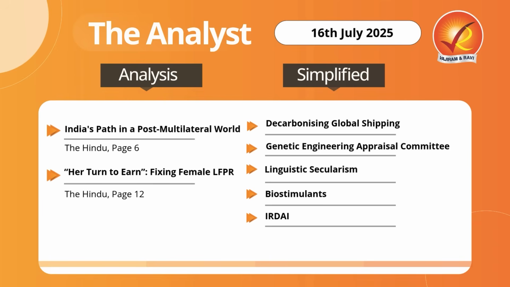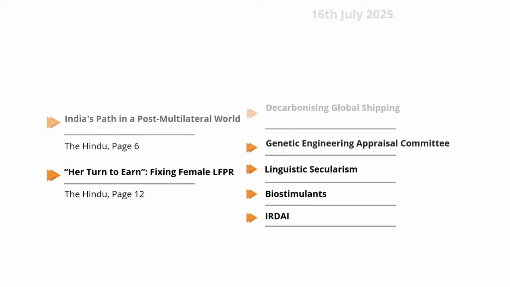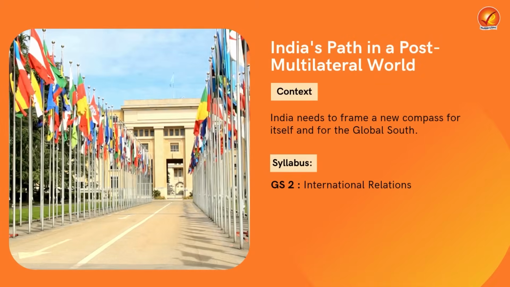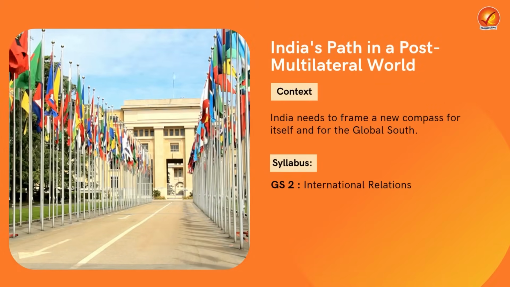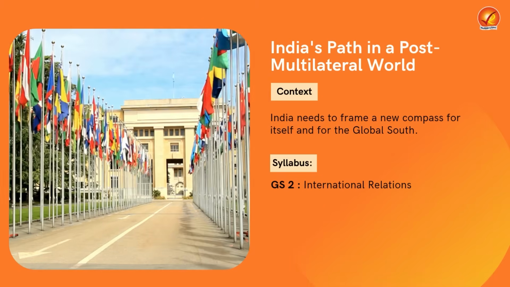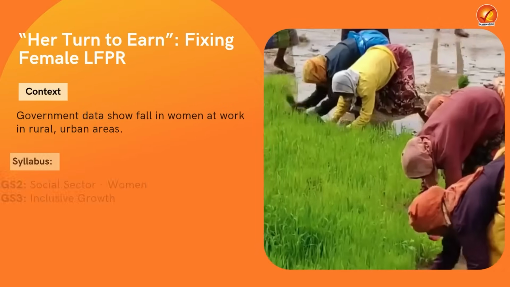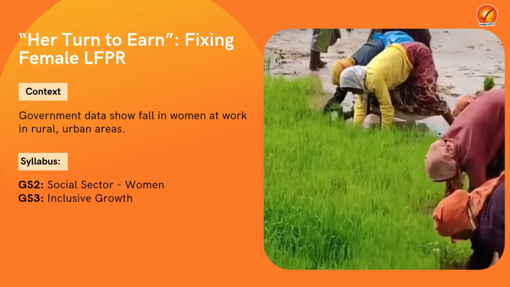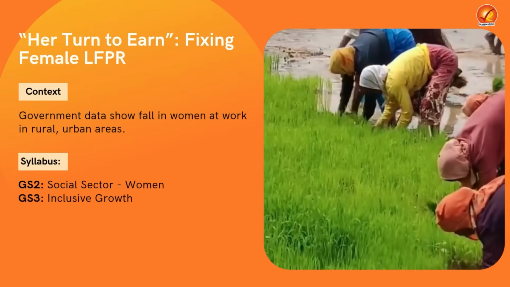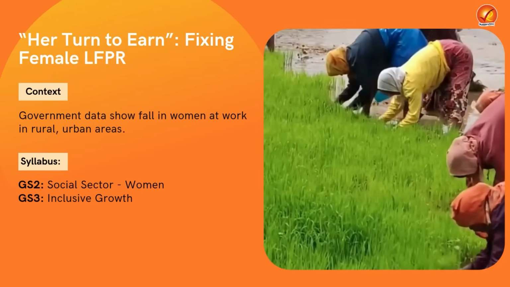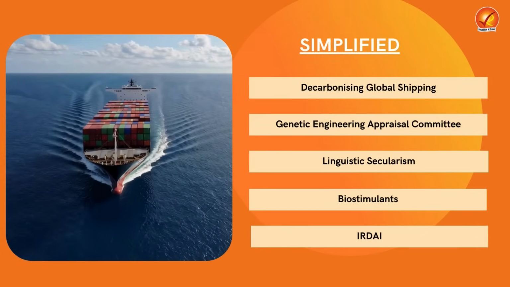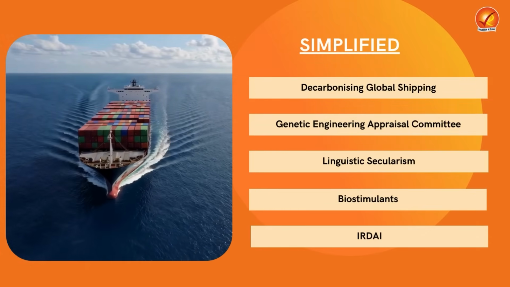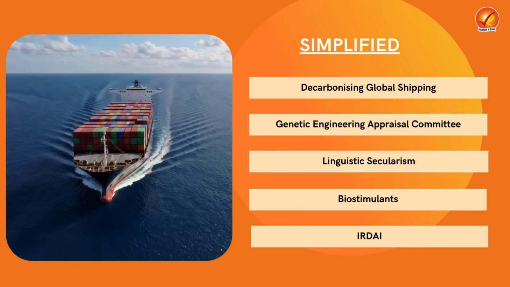We will comprehensively analyze 7 articles in 2 different sections, along with the daily mains answer writing program. In the analysis part, we'll first have a comprehensive discussion with respect to the weakening of multilateralism and what options India has in such a scenario. Then, in the second article, we'll discuss the importance of increasing the female labor force participation rate, the related challenges, and the way forward. Then, in the simplified section, we'll discuss 5 different articles from a special perspective of UPSC Prelims 2026, along with a value addition.